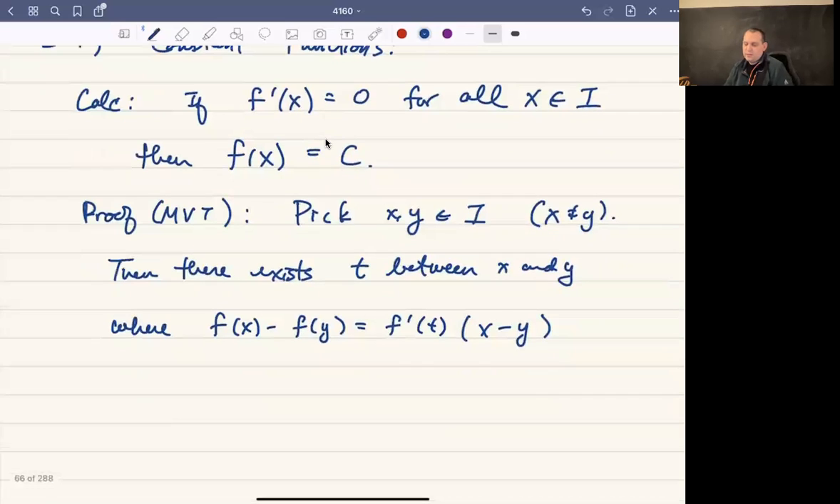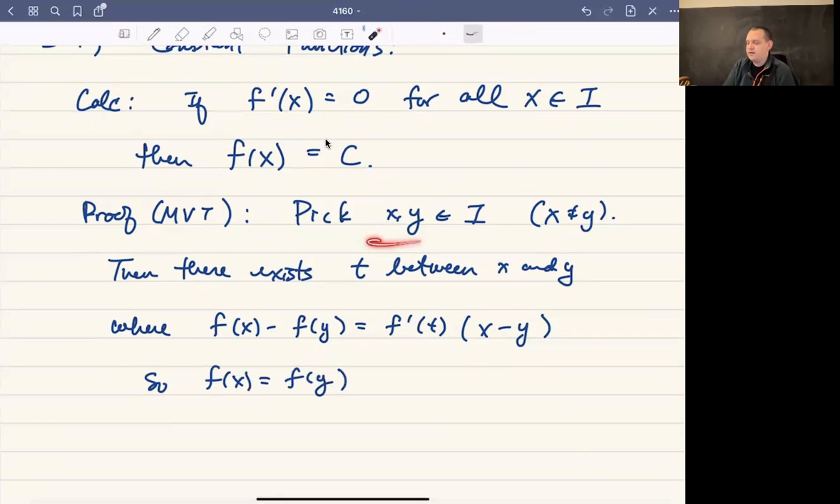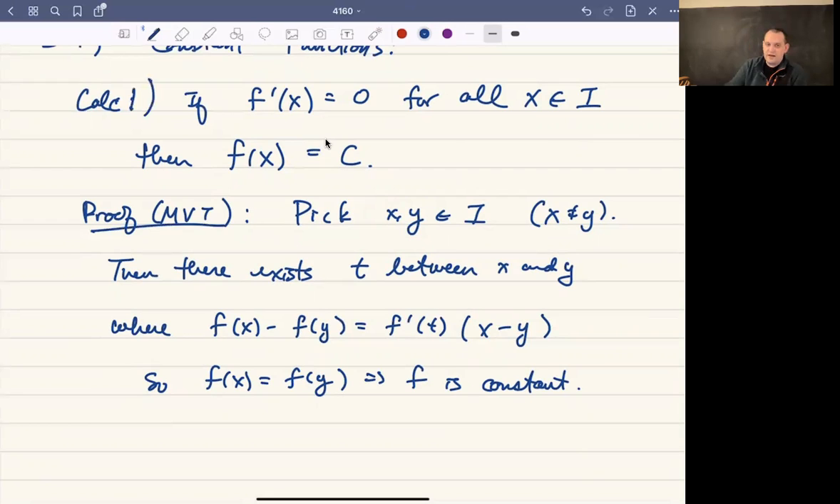But if f prime of t is equal to 0, this tells you that f of x equals f of y. And since this is true for any values of x and y in the interval, that tells you that f is constant. It's just whatever that value is, that's the same value no matter what value you plug in from the interval. And so that's a Calc 1 proof. So this is really a Calc 1 fact.